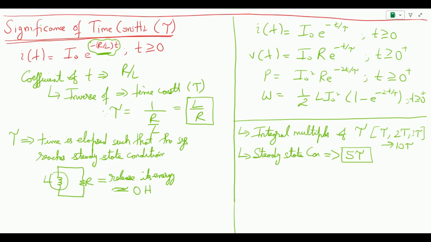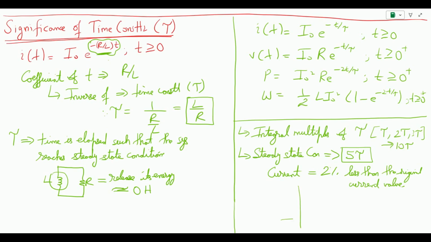So when we reach the integral multiple of 5 tau, the current which is being drained from the inductor becomes almost 2% less than the original value of current. That's why we consider the systems to have a 5 tau time constant. So whenever a system reaches 5 time constants, we say that the current has almost become 2% less than what its original value was. Let us put this into context.